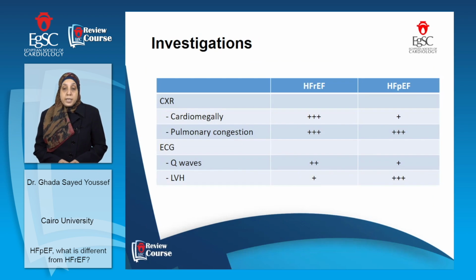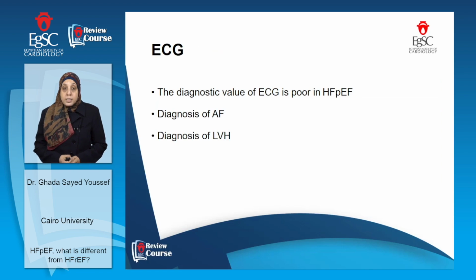As regards the investigations, both conditions may show cardiomegaly, but it's more evident in patients with HFrEF. Both conditions show pulmonary congestion. In the ECG, Q waves are more evident in patients with HFrEF, while left ventricular hypertrophy is more common in patients with HFpEF. The ECG is of poor diagnostic value in patients with HFpEF unless it shows atrial fibrillation or left ventricular hypertrophy, which are common associations in patients with HFpEF.